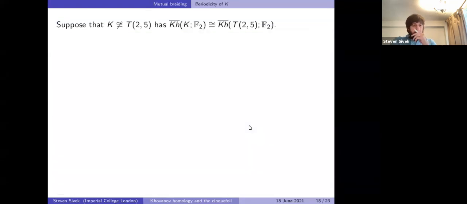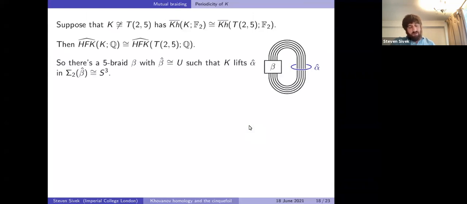Okay, so what can we do about that now? Now maybe things start to get a little more elementary. So if a knot different from the 2,5 torus knot nonetheless has the same Khovanov homology mod 2, then we know that the knot Floer homology is the same as that of T(2,5). We know that there's some 5-braid with unknotted closure. If we take the branch double cover of that closure, then the braid axis alpha hat lifts to our knot K in the 3-sphere. So we've got this description just in terms of 5-braids.